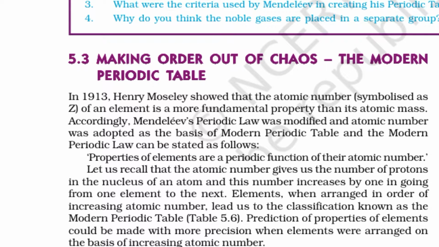In 1913, Henry Moseley showed that the atomic number, symbolized as Z, of an element is a more fundamental property than its atomic mass. Accordingly, Mendeleev's periodic table was modified and atomic number was adopted as the basis of the modern periodic table. So you can see the basis of all three periodic tables is different. And the final one, which is adopted and which we use daily now, is based on the atomic number.